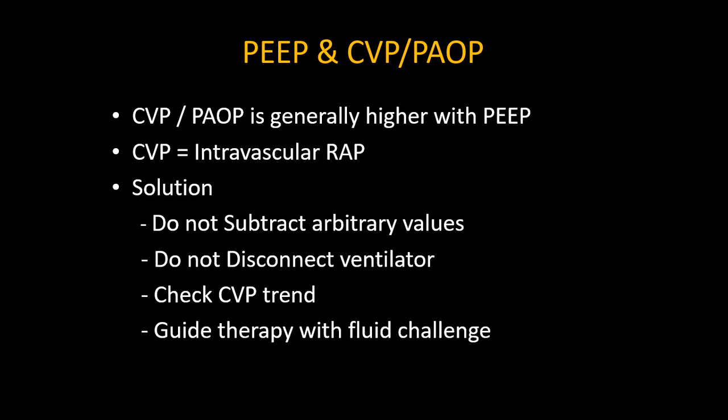So what happens? The effect of PEEP. CVP and pulmonary artery occlusion pressure are generally higher with the PEEP. CVP is indicating the intravascular right atrial pressure. So the solution: do not subtract an arbitrary value. Many times many people say you just subtract the PEEP from the CVP, you will get the right CVP. It should not be done.